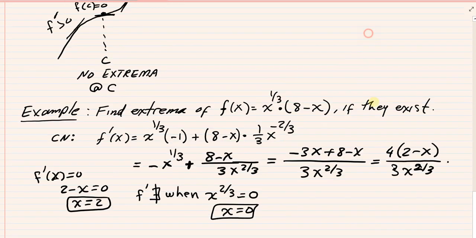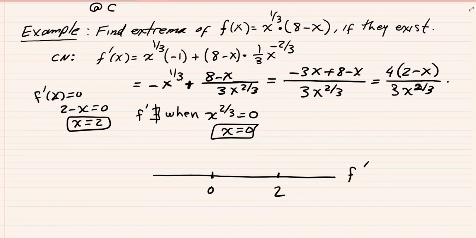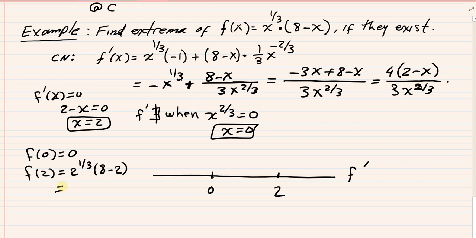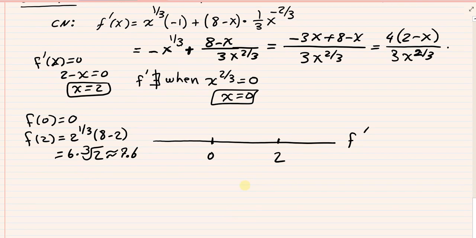Now going back to the function, our function here, at 0. Okay, at 0, if I look at, for example, f at 0, the function does exist and it's 0. And f at 2 is going to be 2 to 1/3, 8 minus 2, right? Plugging into the function, so that's 6 times cube root of 2. And 6 times cube root of 2 is about 7.6-ish.